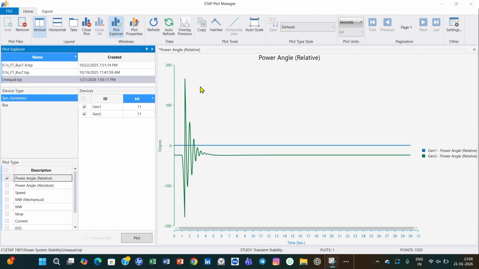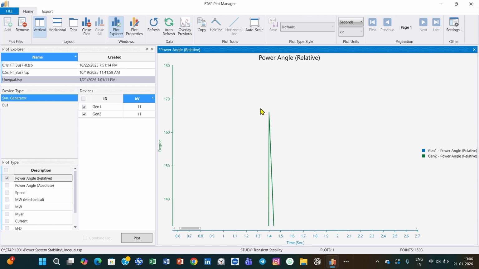Now you can see during this period there are large variations in the rotor angle, and these variations create vibrations in the generator shaft, and there is a high chance that the generator shaft will break. You can also see that the rotor angle exceeds 160 degrees. It is around 166. That means that both the generators will lose synchronism and will be out of synchronism.